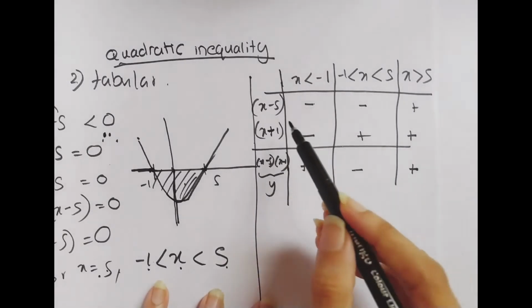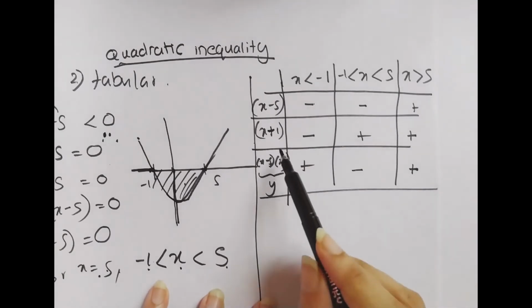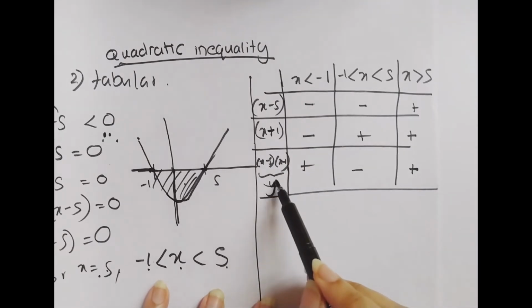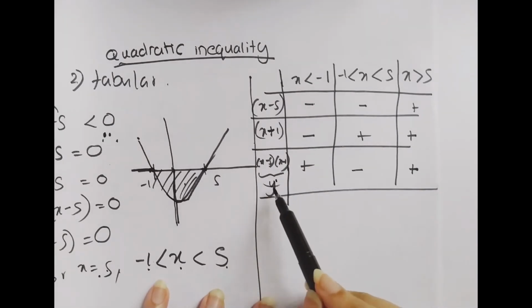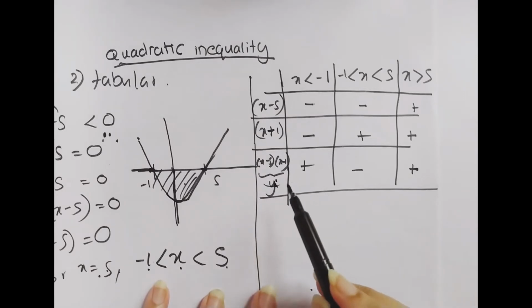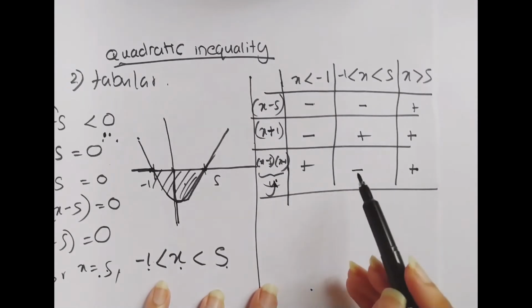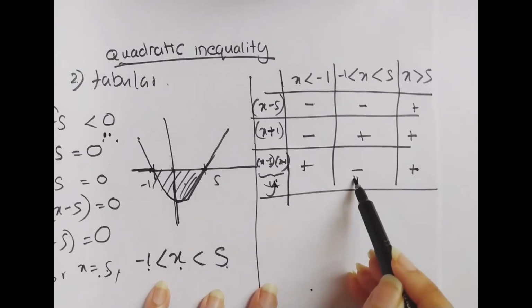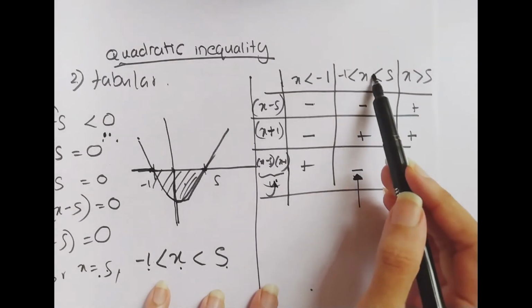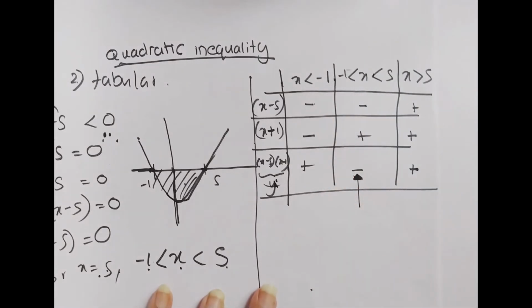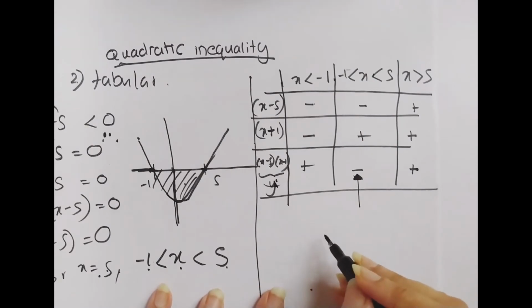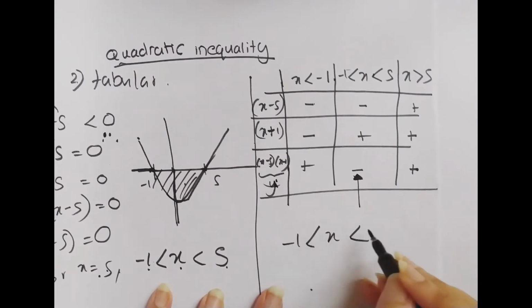Now this is your y. You need values of y when y is less than 0. That means when y is less than 0 means a negative value. So when do you have negative? Only in this cell. So that means when x is between -1 to 5. So then you can say it is between -1 to 5.